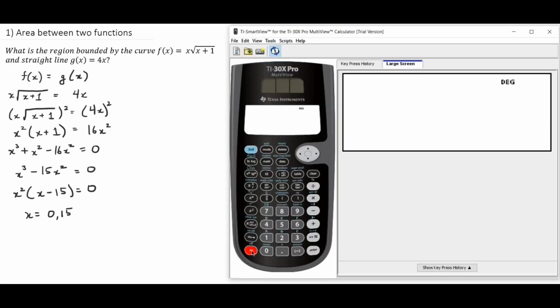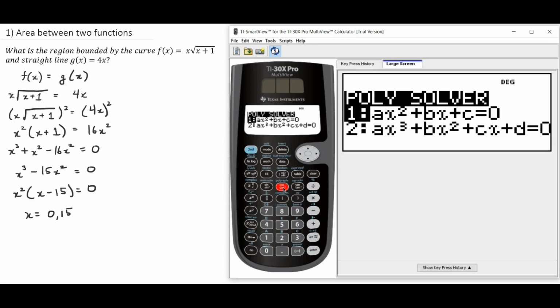Before I show you how to solve the integrals, first I actually want to show you how to solve the polynomials. We go to Second, Polynomial Solver. The reason why we turn this into a polynomial is because in the calculator we can solve for the second and third degree polynomials. Since we have x to the third power as our polynomial, we're going to enter 2.